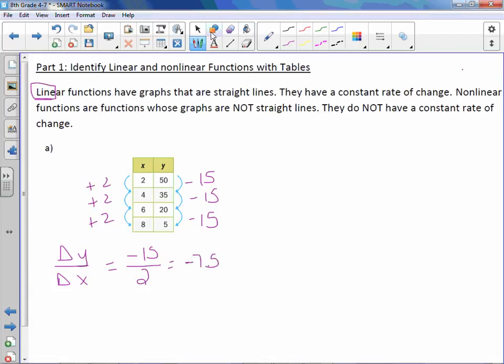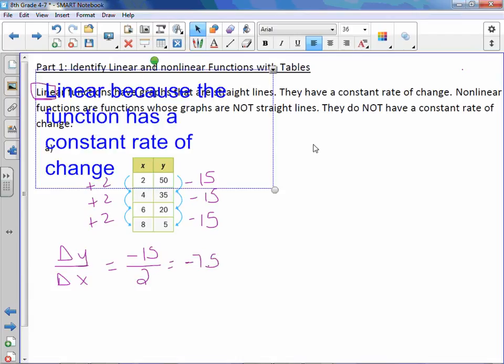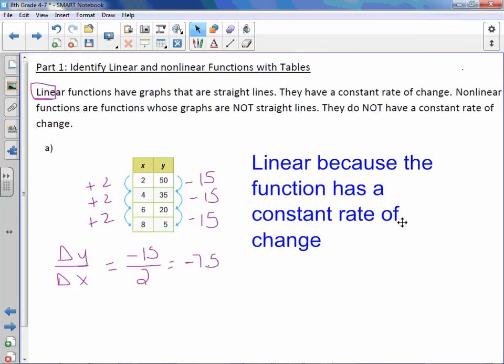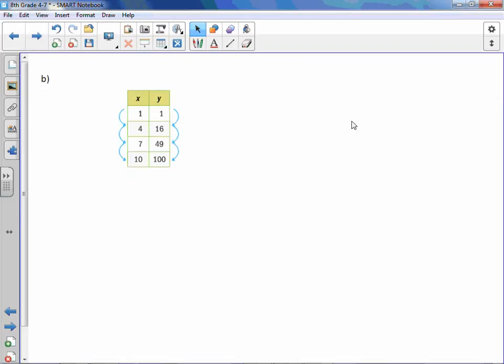So because this has a constant rate of change, it is linear. So, linear because the function has a constant rate of change. That is our answer and the explanation. Letter B.